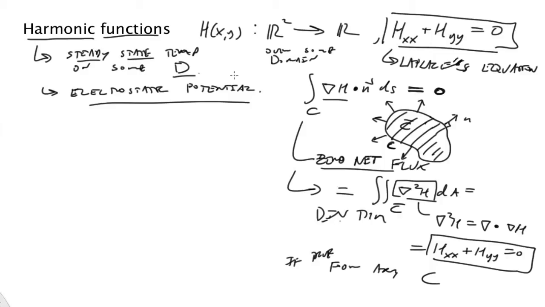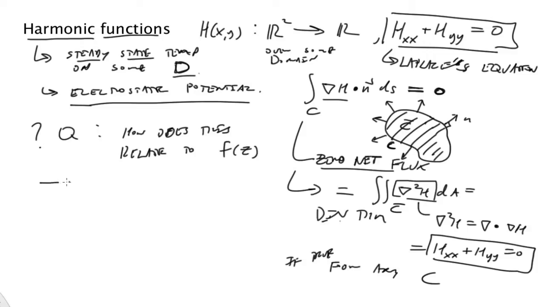Okay, so those are the ideas behind what a harmonic function is in terms of real-world modeling: steady state temperature distributions over some heat-conducting plate in 2 dimensions, or an electrostatic potential. Those are 2 examples. So the question you might be having is, how does this relate to functions of a complex variable, and specifically analytic functions? Because we just learned about this analytic business.